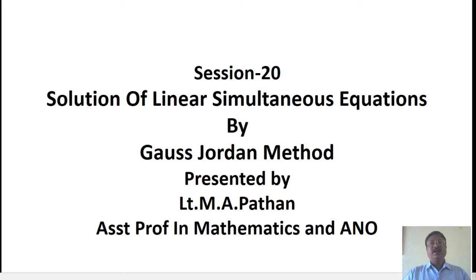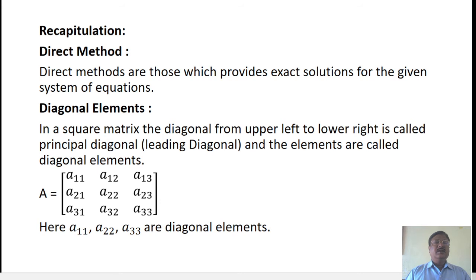Here in session 20, we learn the solution of linear simultaneous equations by the Gauss-Jordan method. The recapitulation part contains what we mean by a direct method. Direct methods are those which provide exact solutions for the given system of equations. So you know it from your last session, where the Gauss elimination method is also a direct method.